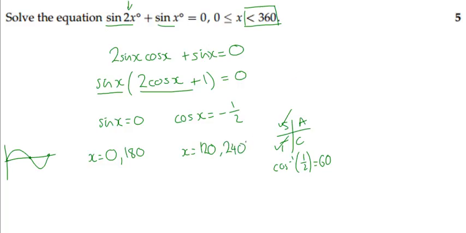Okay, now, it's saying 5 marks. I totally disagree with that. I think it has to be 4 marks. One for the substitution, one for the factorization, and then 1 mark for each strand of solution.